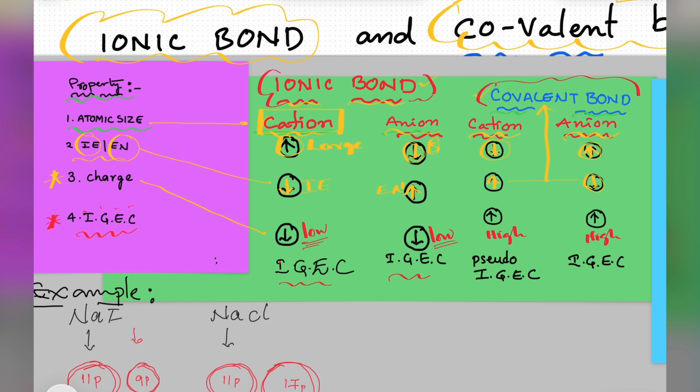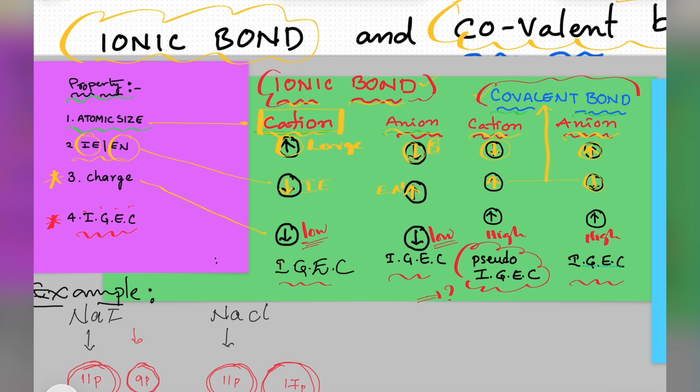But for covalent bond, there is a special point. You can see, all of you. What is this? For covalent bond, the cation must possess pseudo inert gas electronic configuration. What is pseudo? I will explain later. Pseudo means generally false. False inert gas electronic configuration, that is not real inert gas electronic configuration. Then that cation leads to form your covalent bond. And here the anion must possess inert gas electronic configuration.